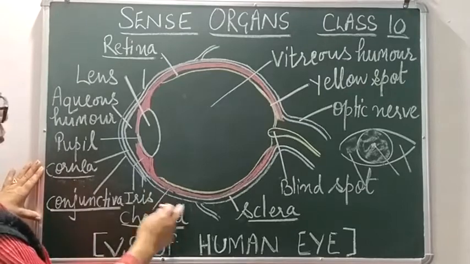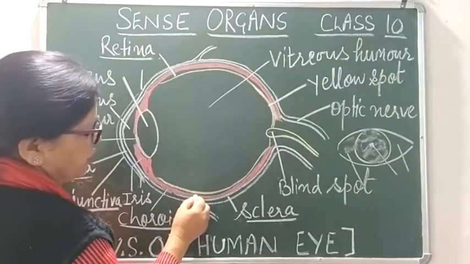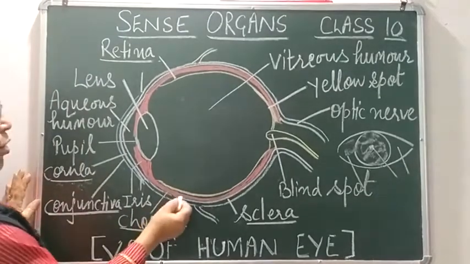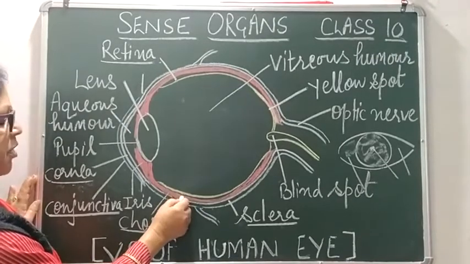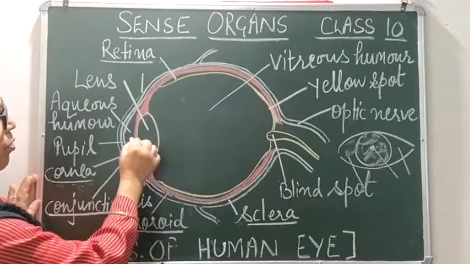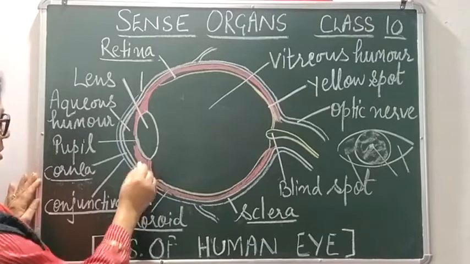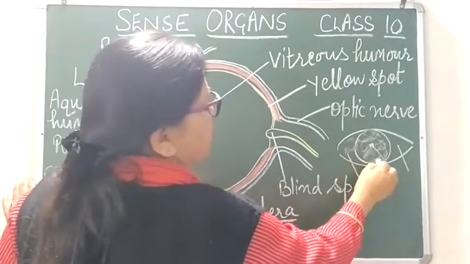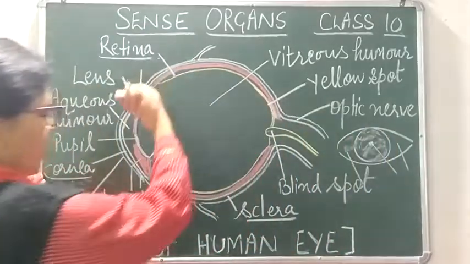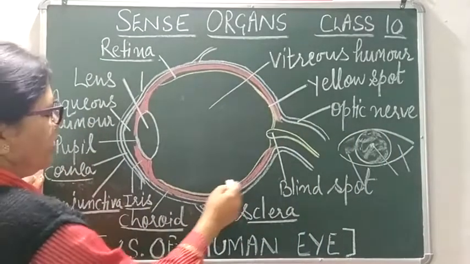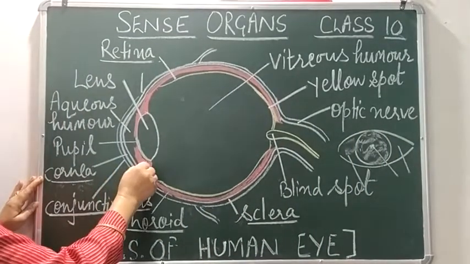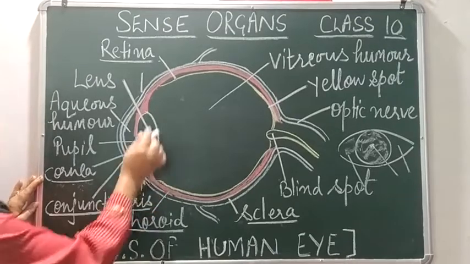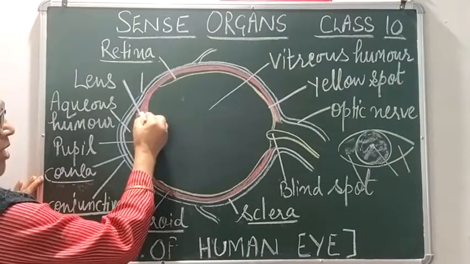Then we come to the second layer, which is called the choroid, which is richly supplied with blood vessels. In front of the eye, this is called the iris. As I told you, in front, this whole part is the iris. When we see it, the choroid, the second layer, in front of the eye just expands. You can see from here also, it has expanded.